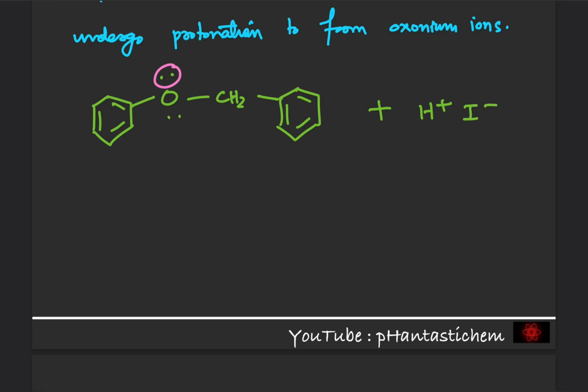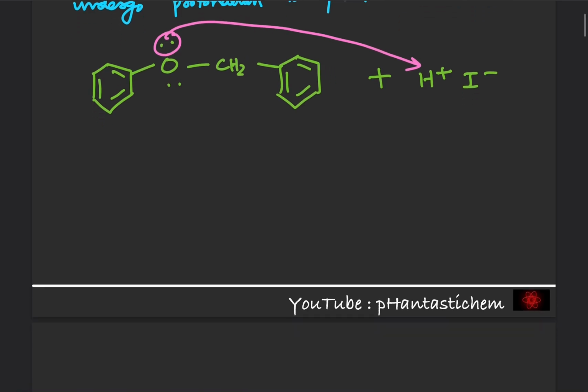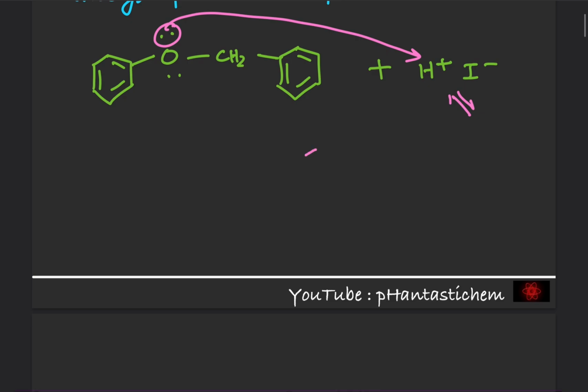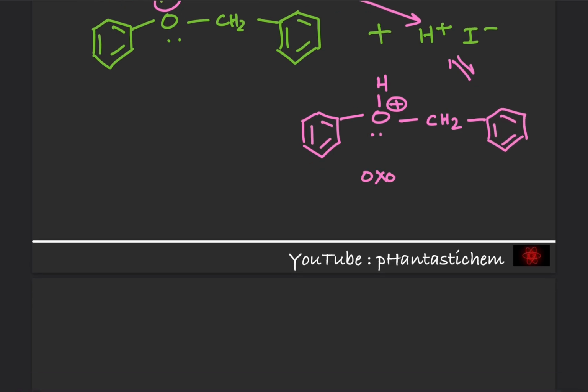So these electrons are donated to this H plus to form this product. It has formed a new bond with this H. Therefore we will have OH, one lone pair, and a positive charge on oxygen, which is connected to CH2 and a benzene ring. This is what is known as our oxonium ion, and obviously we will have I minus.